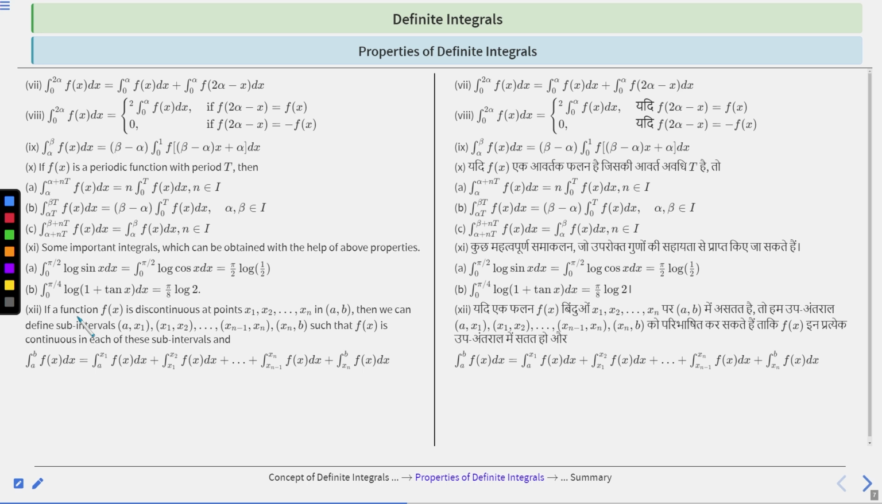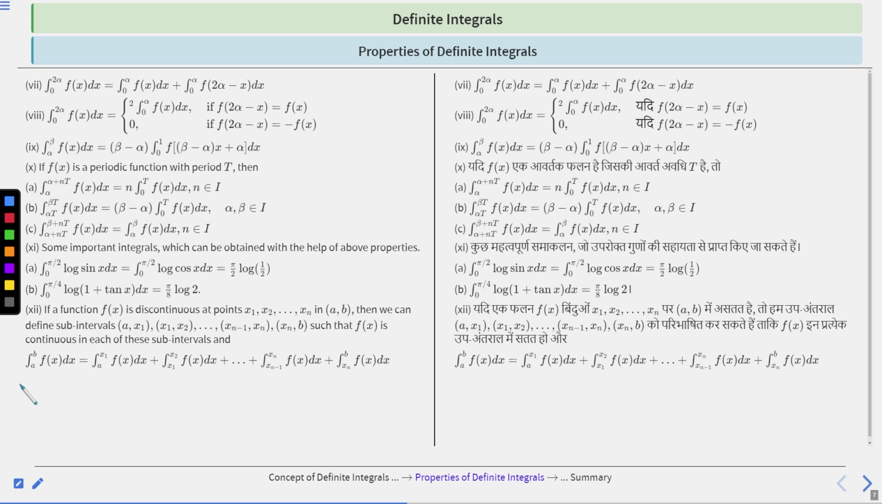Next, some important integrals which can be obtained with the help of the above properties. You have to remember these things. Integration of 0 to pi by 2 log sin x dx is equal to integration of 0 to pi by 2 log cos x dx, and it is equal to pi by 2 log 1 by 2. Also, integration of 0 to pi by 4 log(1 plus tan x) dx is equal to pi by 8 log 2.